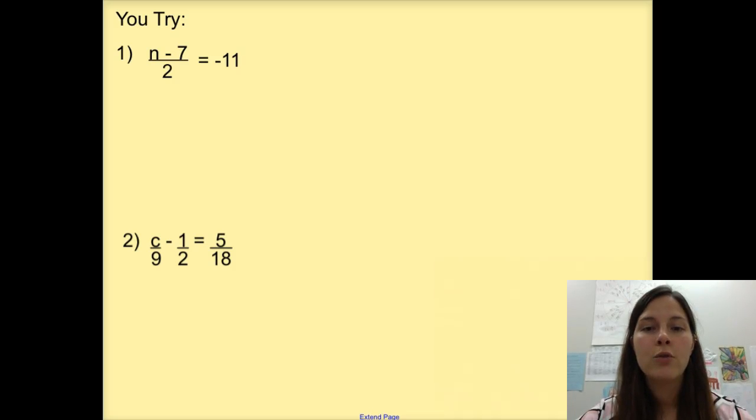And here we've got a couple of U-tries for you. Please attempt these. Remember how to deal with the fractions. Find that least common multiple and just get rid of the fractions altogether.